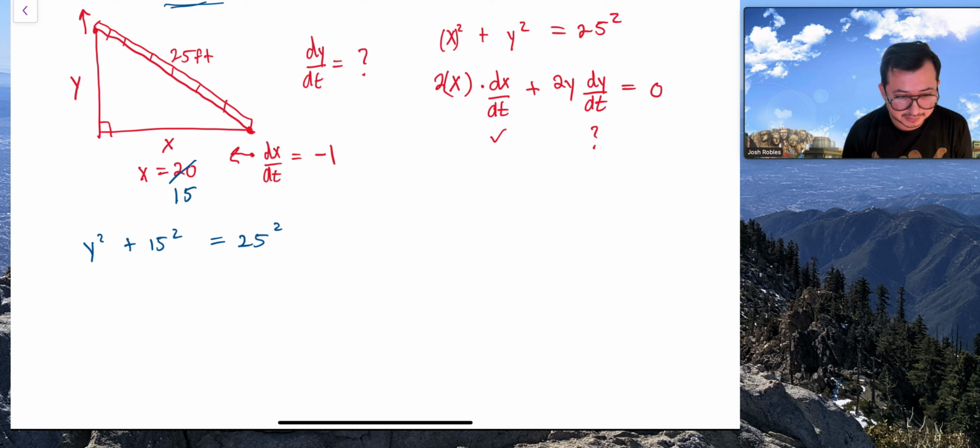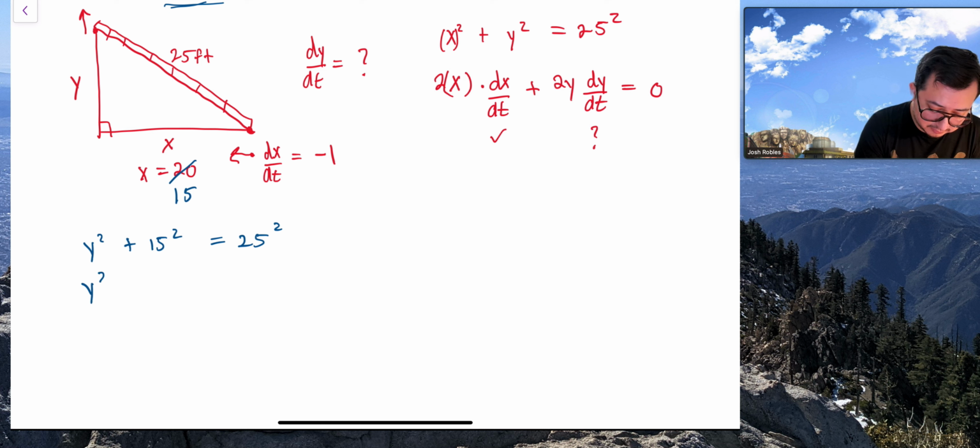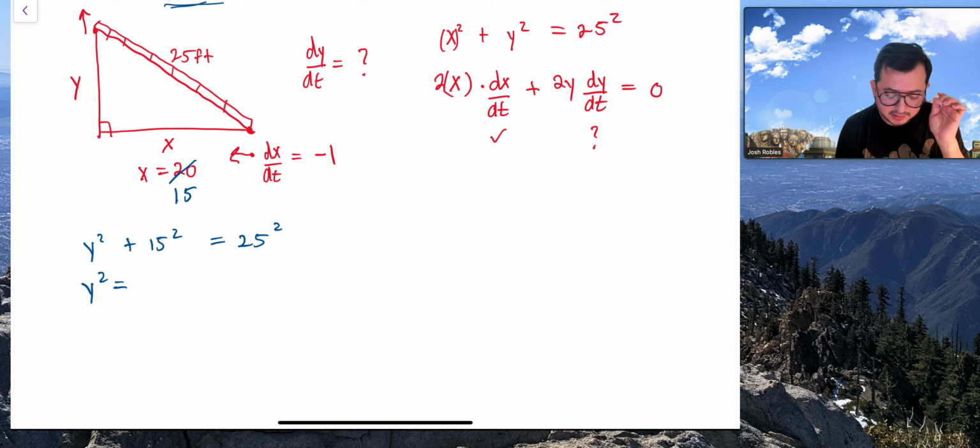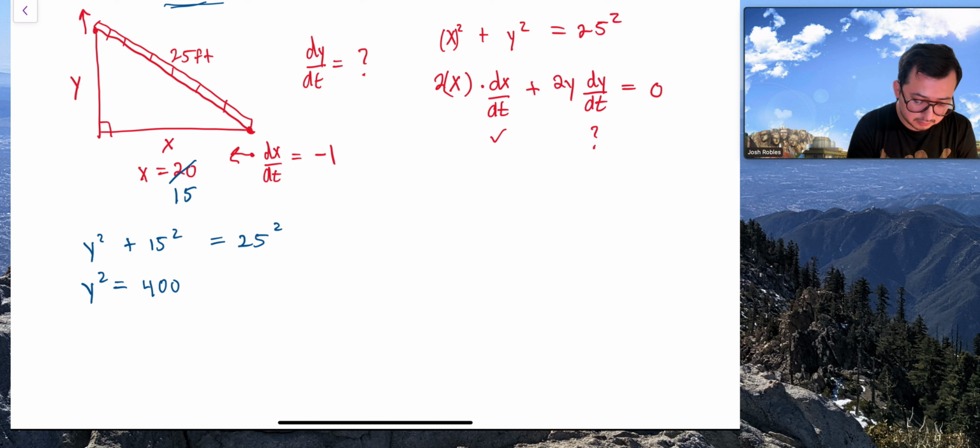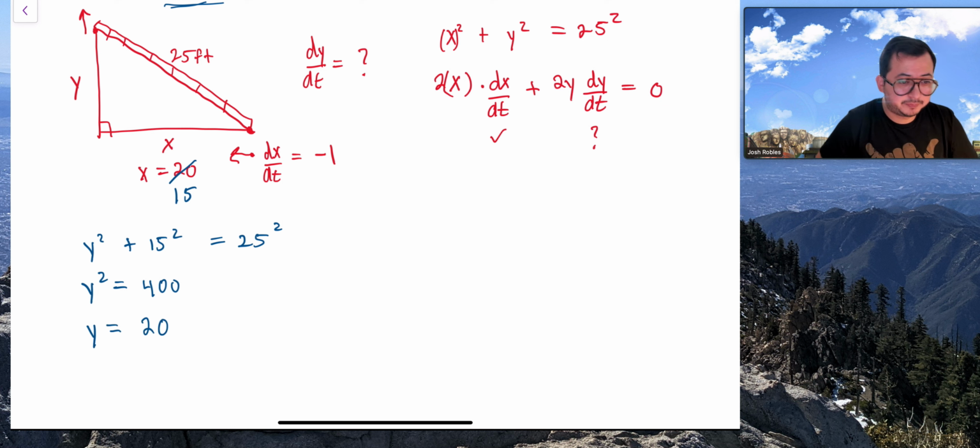So this will solve the y at the time that we're interested in studying. So no calculus, just numbers here. So y squared is going to be, I think 25 squared is 625, 15 squared is 225, so subtract, we get 400. So take the square root of both sides, and y is 20. We only want the positive value there. So the ladder will end up at a height of 20. It'll be 15 feet away from the base when we're looking to study these rates here.